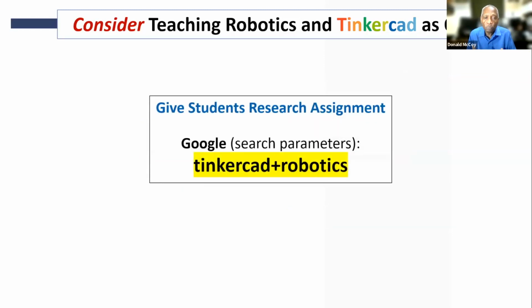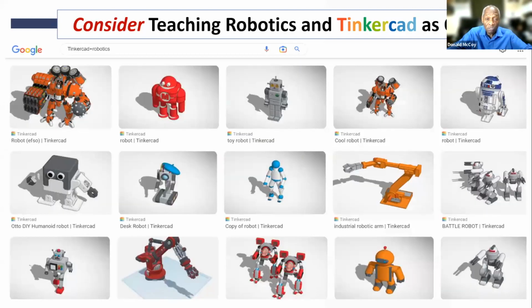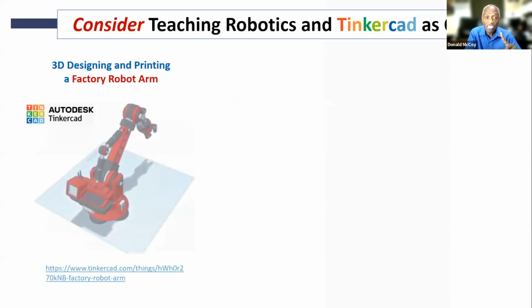So one of the things we want to introduce to you is giving your students a research assignment. So I'm using Google here. Just using the search parameters of Tinkercad plus robotics, you get a whole plethora of activities. I mean, hundreds of them. This little slide here just shows a snapshot. So what I'm going to do for you now is just bring it together by selecting one. It pops out to be a factory robot arm.